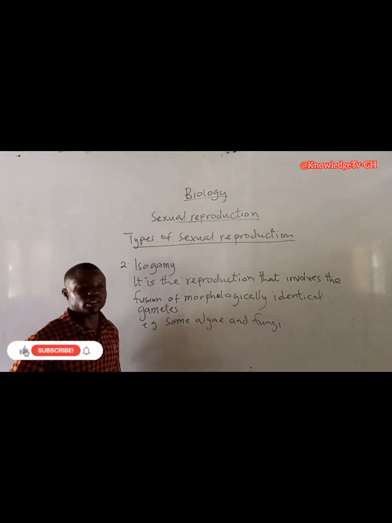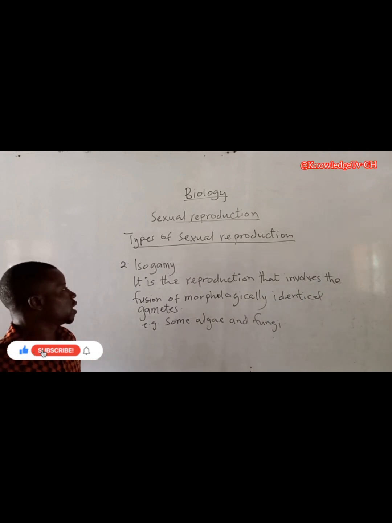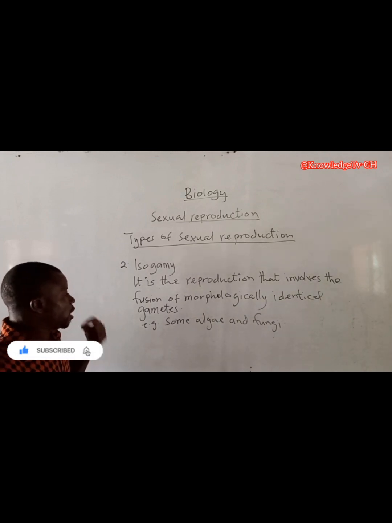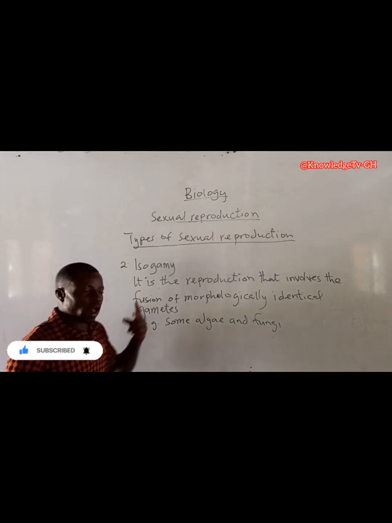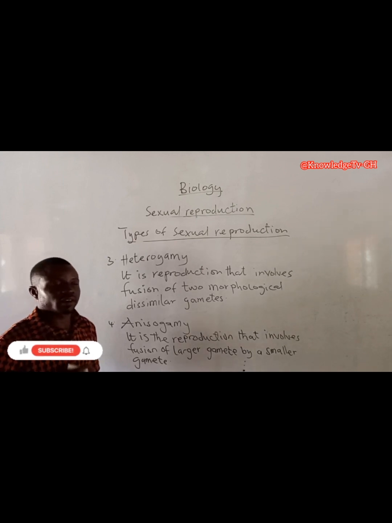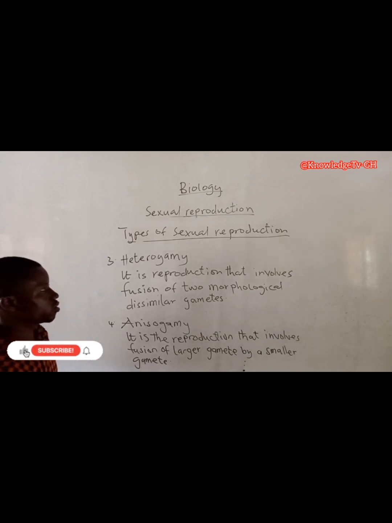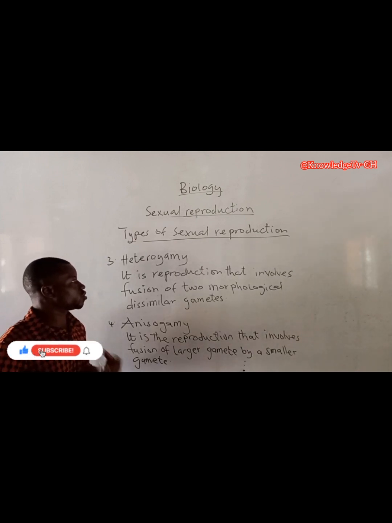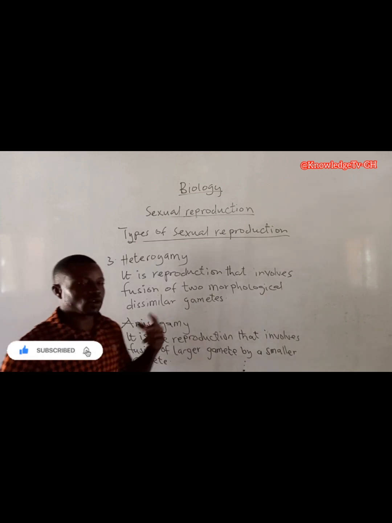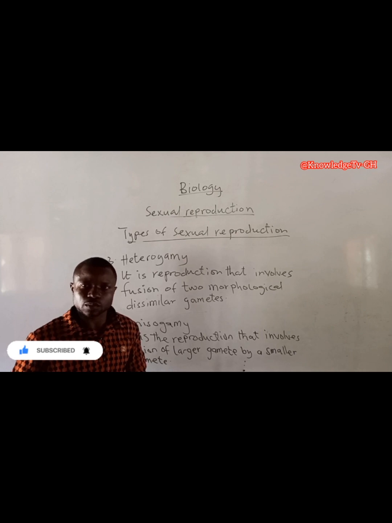Alright, one other type of reproduction is isogamy. Isogamy is the reproduction that involves the fusion of morphologically identical gametes. This occurs in some algae and fungi. Other types of sexual reproduction are heterogamy and anisogamy. Heterogamy is the reproduction that involves the fusion of two morphologically dissimilar gametes.